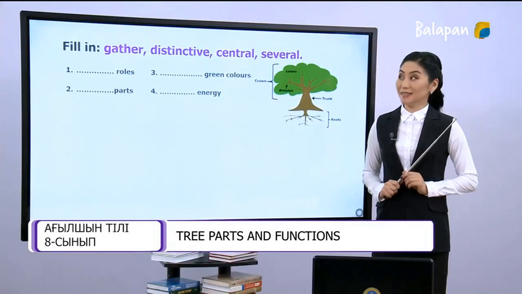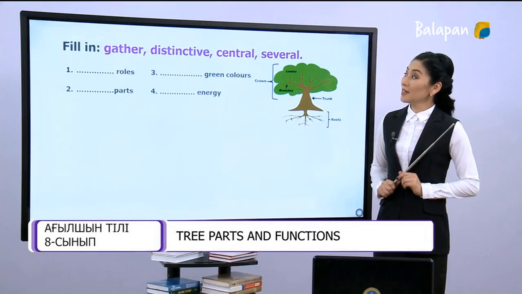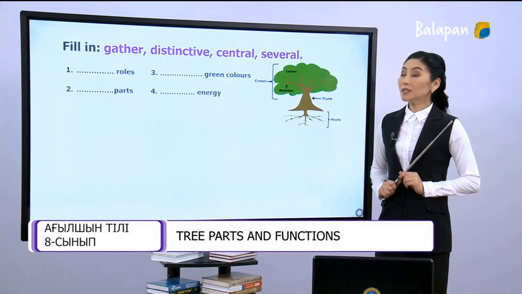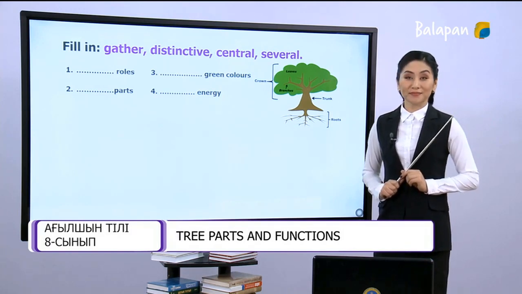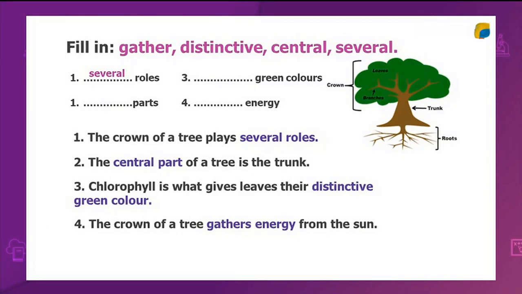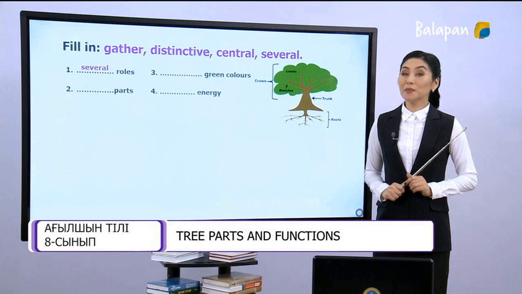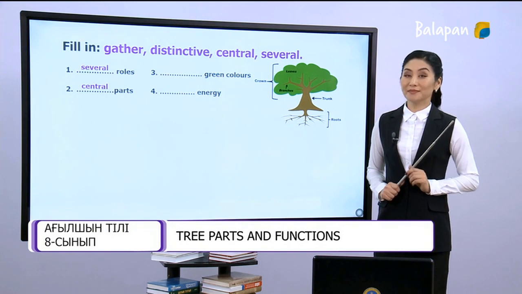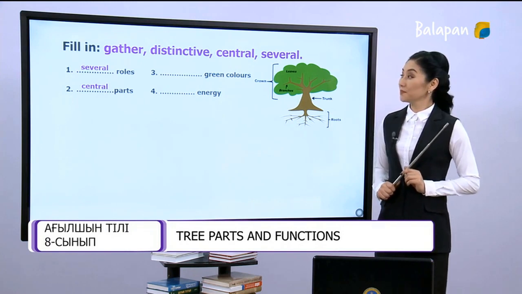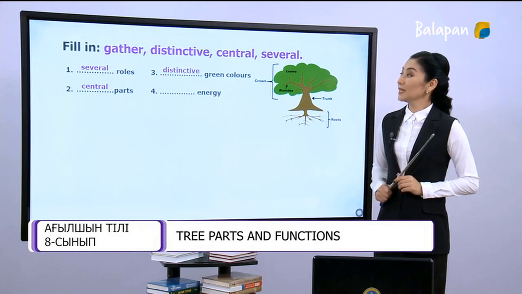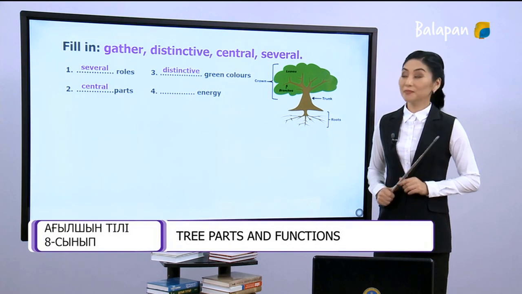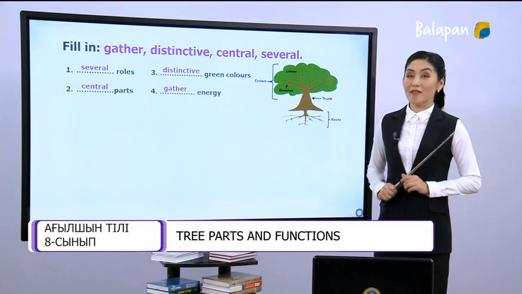Let's continue practicing. Phrases: gather, distinctive, central or several. What is the phrase number 1? Several roles. You are right. Phrase number 2. Central parts. Number 3. Distinctive green colors. And the last phrase, gather energy.